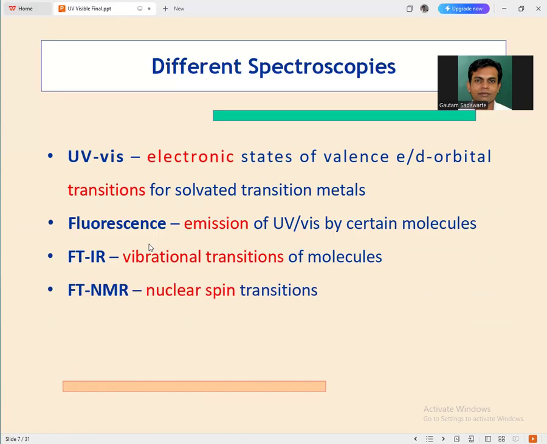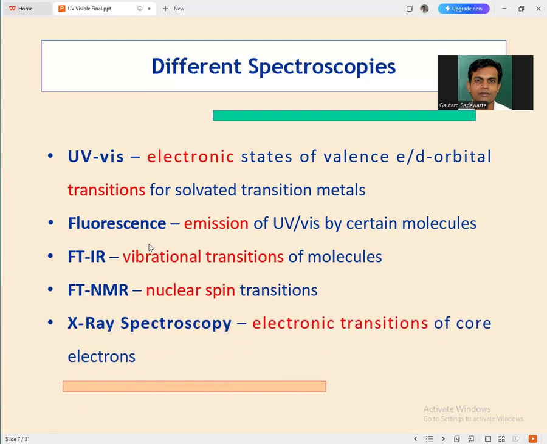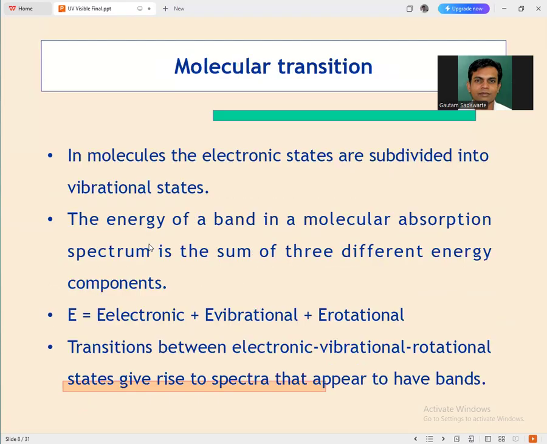Next, NMR, nuclear magnetic resonance. In that case, the nuclei undergo spin. Then X-ray spectroscopy, which is associated with crystal structures. In that case, electronic excitations also occur.